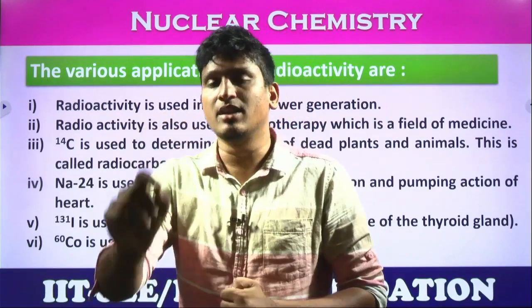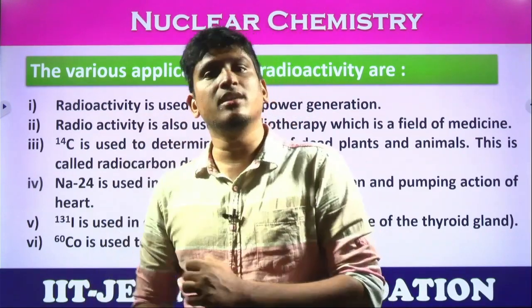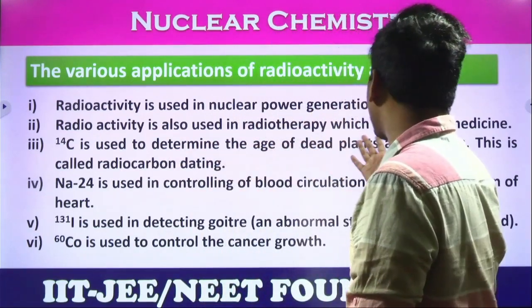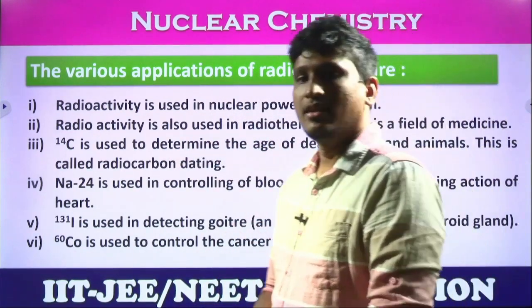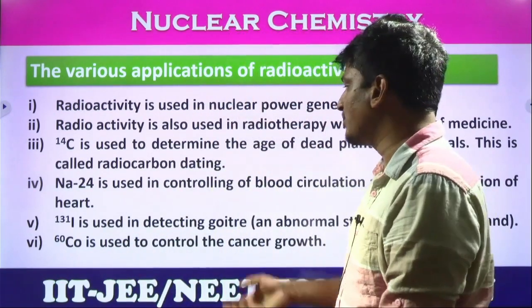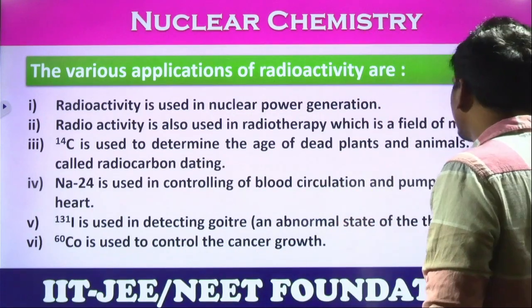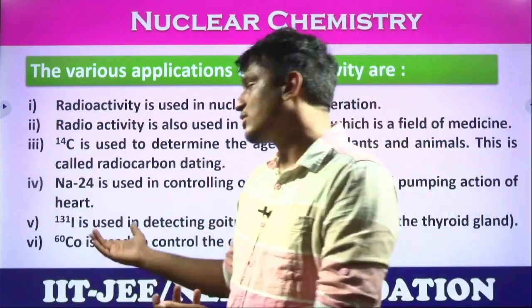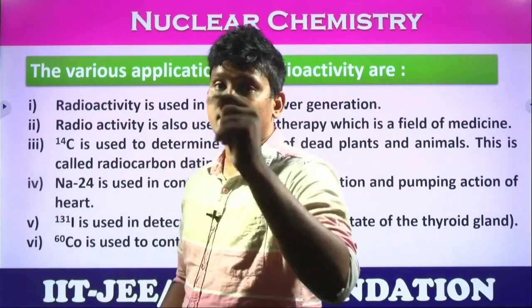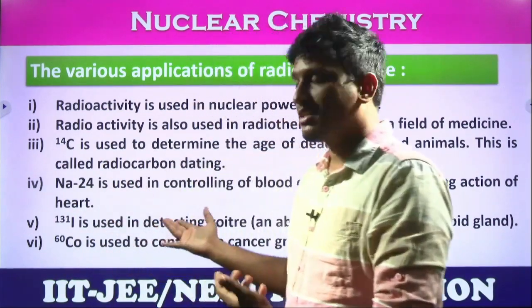These radioactive elements, these radioactive decays are being used. Next, carbon 14 is used to determine the age of dead plants and animals. This is called the radiocarbon dating technique. We already discussed this. Sodium 24 is used in controlling the blood circulation and the pumping action of the heart. Sodium in general is sodium 23, but sodium 24 is a radioactive element, so it is also used in the medicinal field.